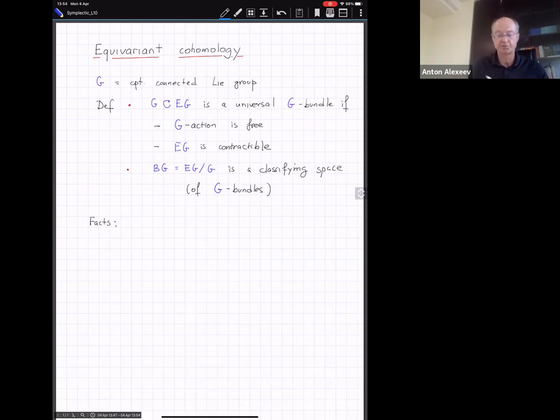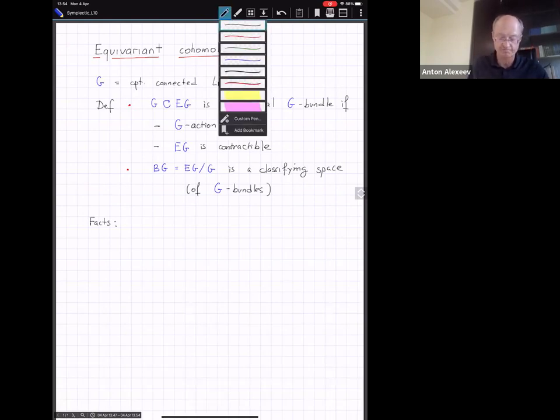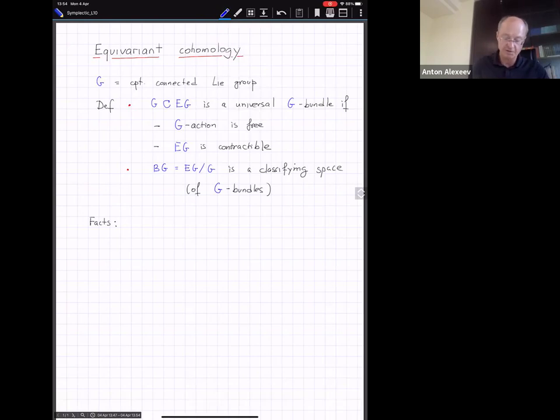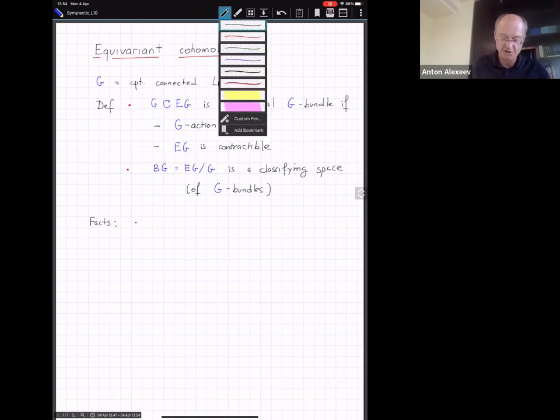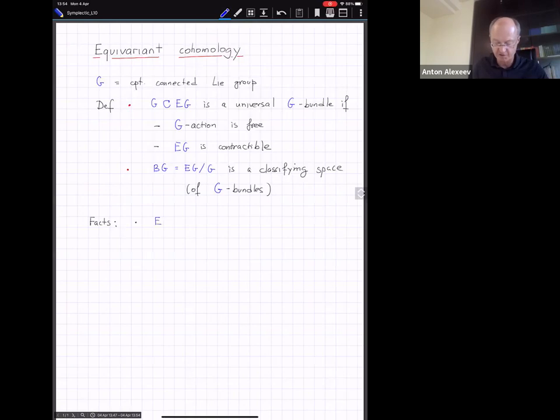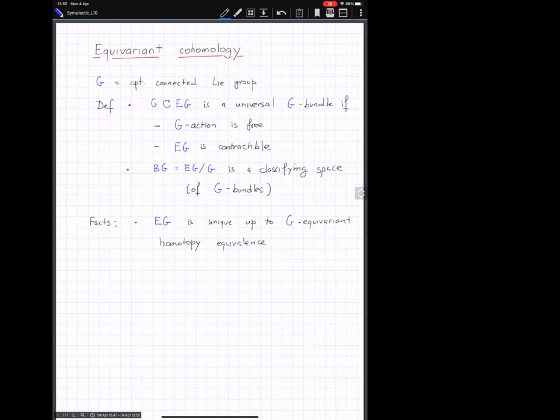You know, there are different approaches to building those EGs, and in some way EG is not unique. So there are many spaces which may pretend to that role, but EG is essentially unique up to G-equivariant homotopy equivalence.